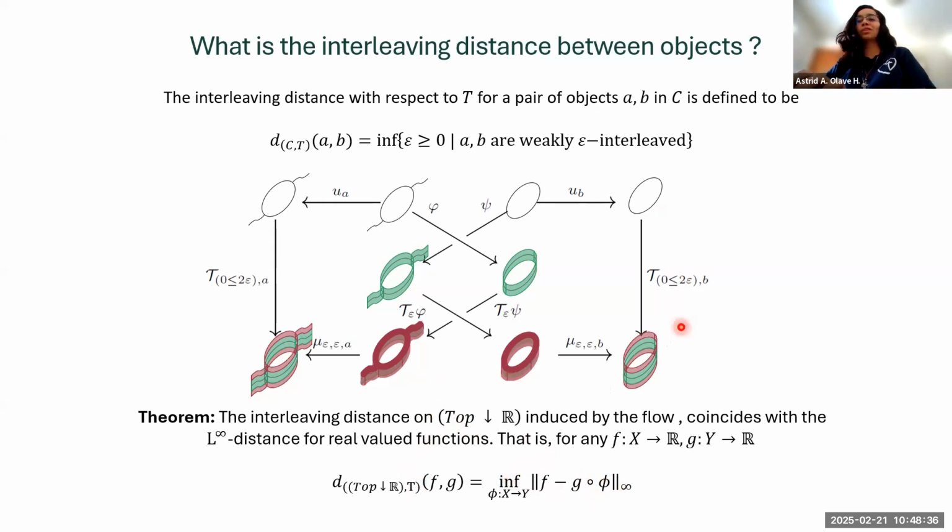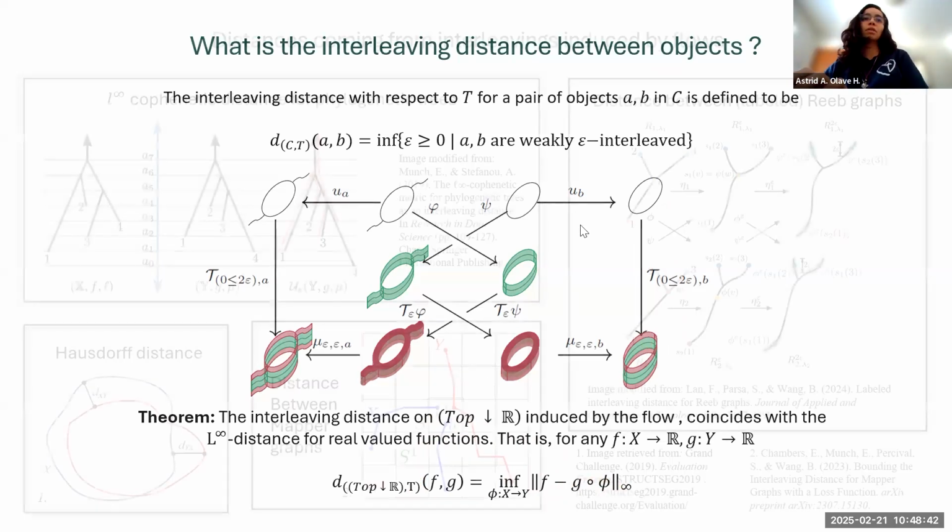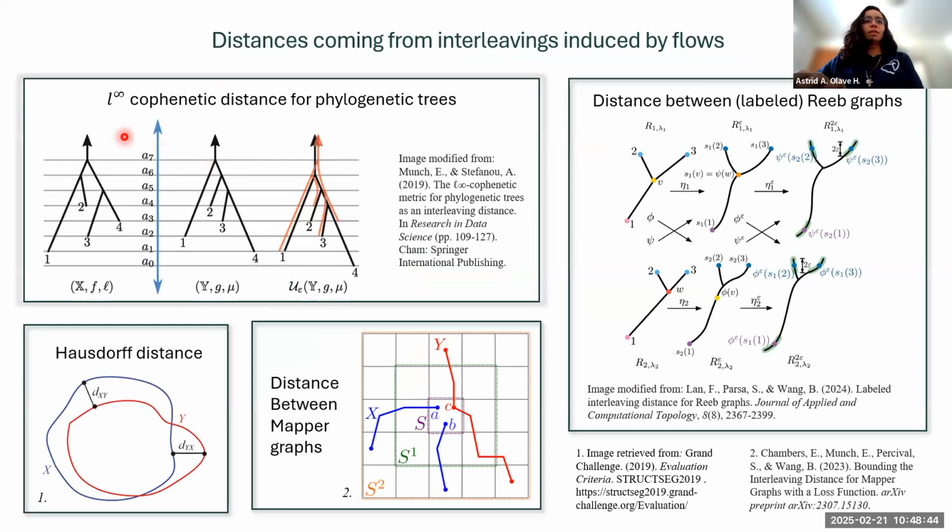So that's great news. Interleaving distances appear in other contexts, not only as a theoretical aspect. And here are more examples. We can define this interleaving distance using flows between phylogenetic trees. It's called cophenetic distance. Distance between Reeb graphs and labeled Reeb graphs. The Hausdorff distance itself is an interleaving distance. We can think about thickenings of the set and see when one is contained in the other, and distance between mapper graphs, something that I'm working on generalizing the idea.